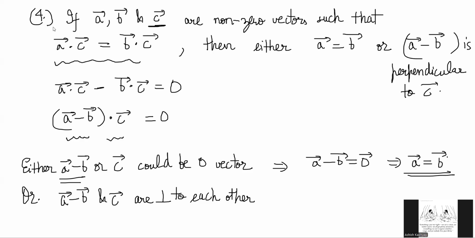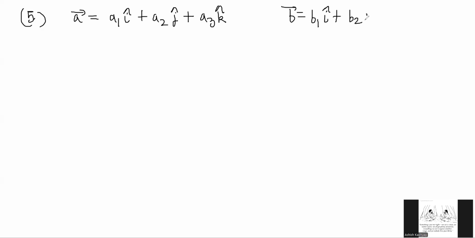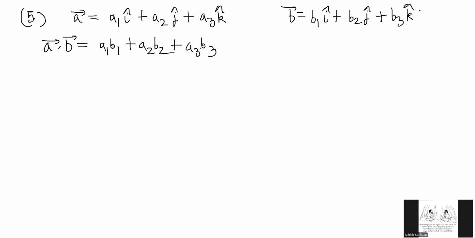Okay, the next thing is how to calculate the dot product if the vectors are given in terms of components. So if you have vectors like this, A vector is equal to A1i plus A2j plus A3k, and B vector is given by B1i plus B2j plus B3k, then A dot B will simply be A1 B1 plus A2 B2 plus A3 B3.